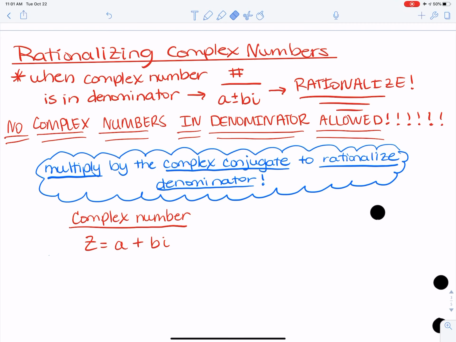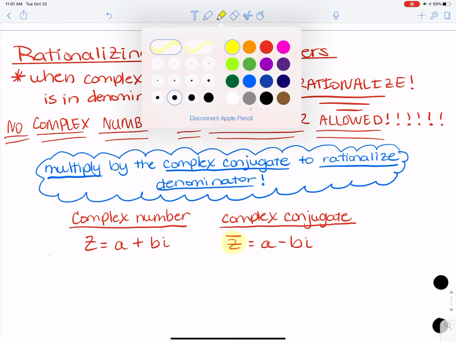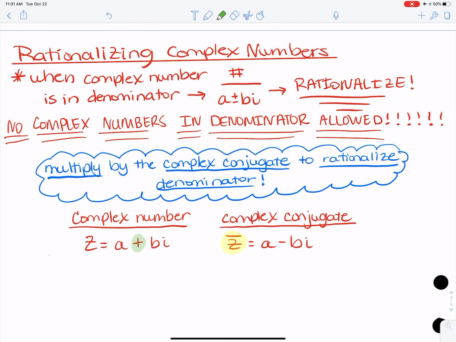And now what's a complex conjugate? The complex conjugate is denoted with this symbol, the line over top of the z, and it is the opposite. So if the complex number is a plus bi, the complex conjugate is literally just the same, but it's minus. That's it. That's literally it.